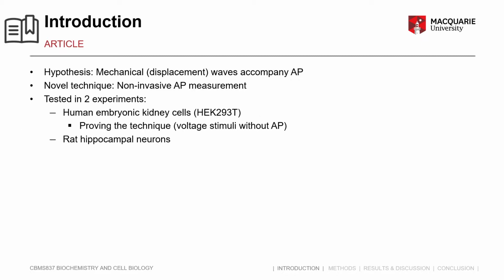Kidney cells cannot induce action potentials, but when applying a voltage to the cells, they still swell and shrink, and this can be measured by the technique. They measured 11 different rat hippocampal neurons and measured the displacement in the action potentials in these.